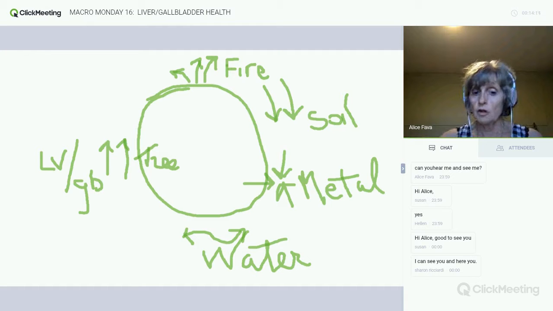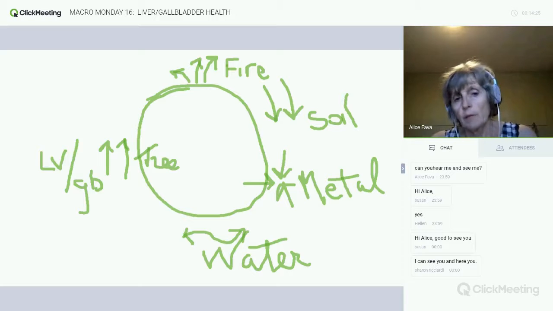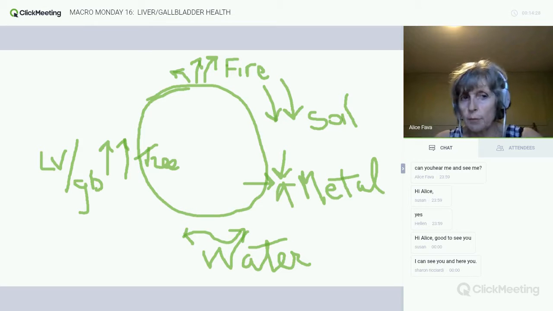The liver meridian starts on the inside of your big toe and runs up on the inside of your legs through the reproductive organs into the liver and then through the eyes. Okay, so this liver gallbladder, it's important to note that it's on the left side of the circle, which is upward energy. So the liver gallbladder is nourished by upward moving energy.